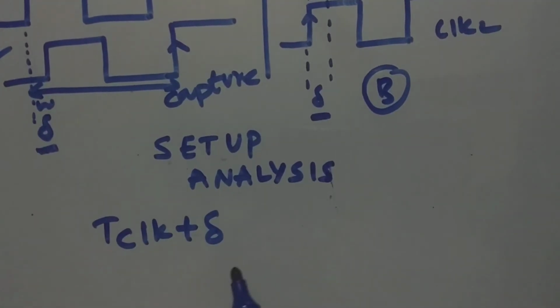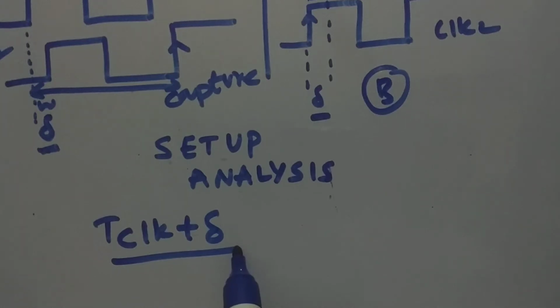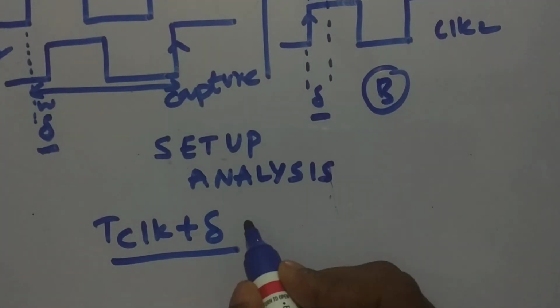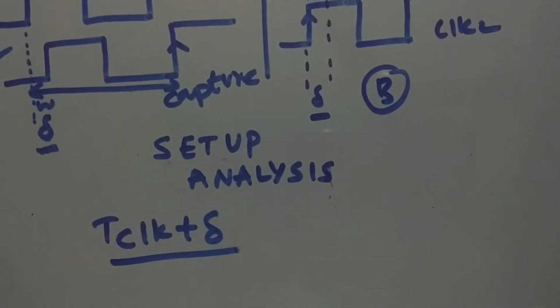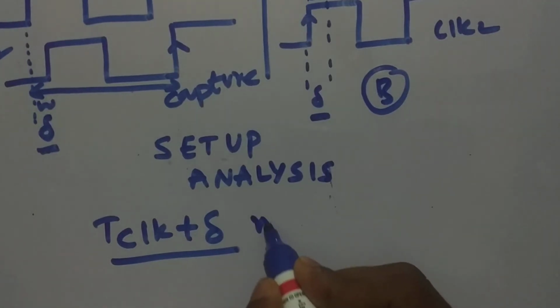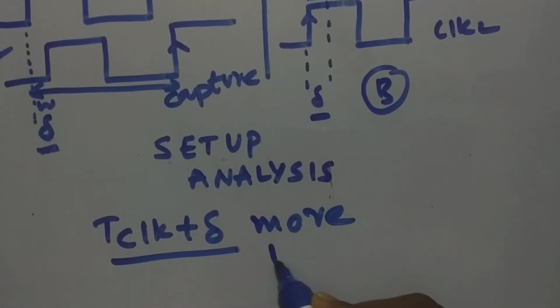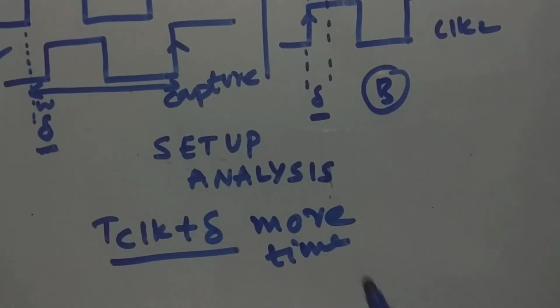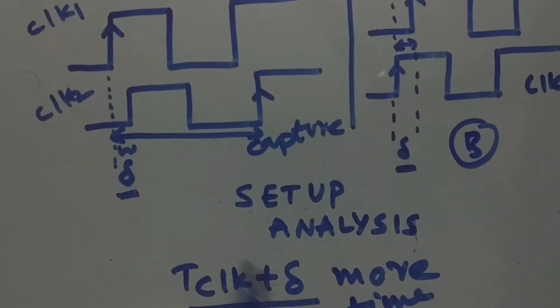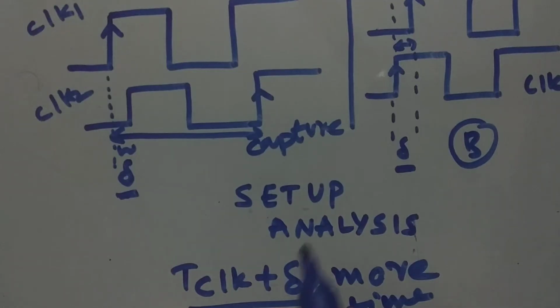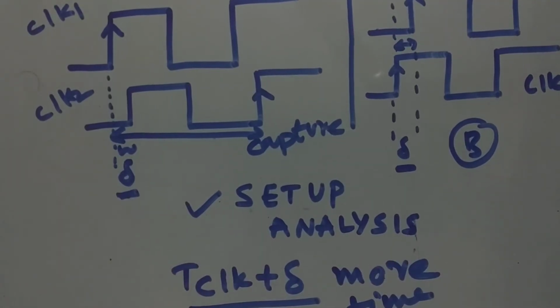extra delta. So our time period now will become T clock plus delta because we have an extra clock skew. So with the increase of the clock skew, what's happening is that our setup analysis is having more time so that our data can settle. So this is an advantage for setup. Whenever the clock skew is increasing, we have an advantage in setup analysis because the input is getting stable. So setup will have no problem with the increase in the skew time.